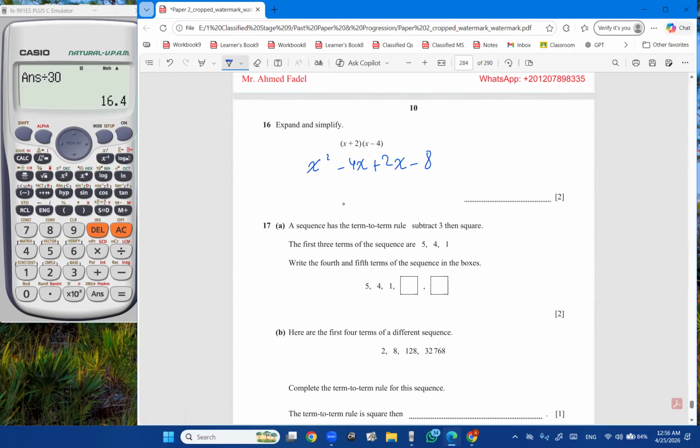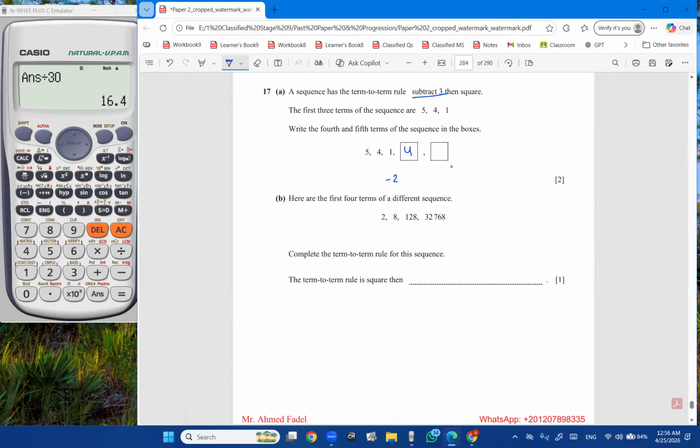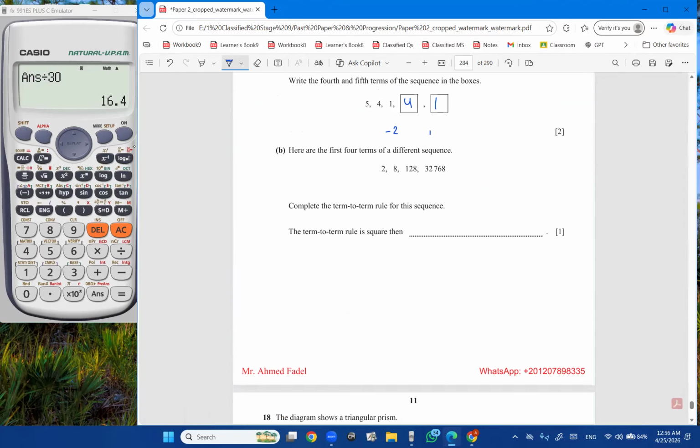A sequence has the term-to-term rule, subtract 3, then square. The first 3 terms of the sequence are 5, 4, 1. Write the fourth and the fifth. So 5, 4, 1, they told you that the term-to-term rule is subtract 3, so minusing 3 from this will give you negative 2. Then square. Squaring it gives you a 4. Then again, subtracting 3 gives you a 1. Then squaring it gives you also another 1.